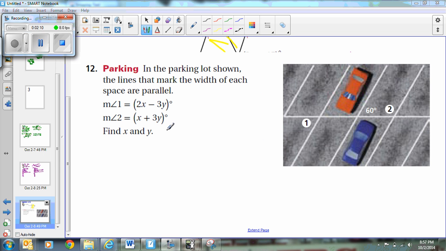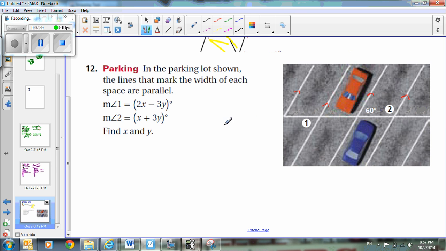All right, moving on to number 12. We have this diagram, and look what we're told about the diagram. It says, in the parking lot shown, the lines that mark the width of each space are parallel. All right, so all these lines are parallel. So I have this line parallel to this line, parallel to this line, parallel to this line. And notice we have this line that's intersecting all of those parallel lines, so that line would be a transversal.